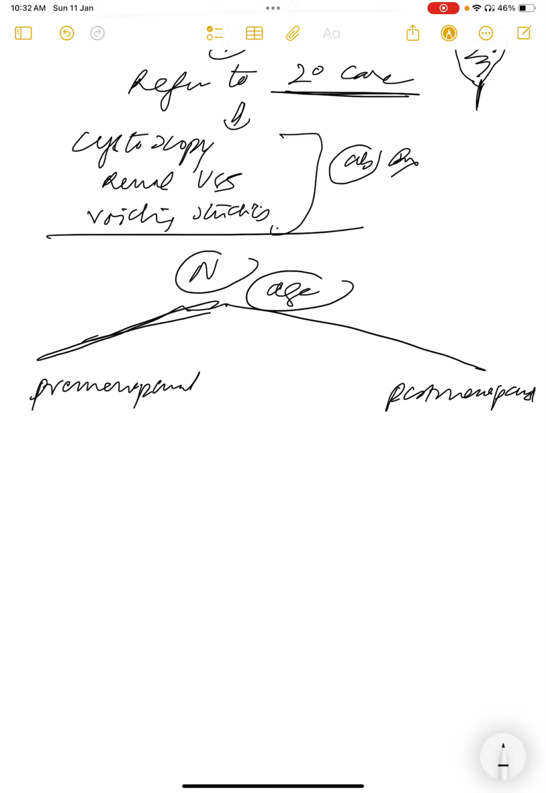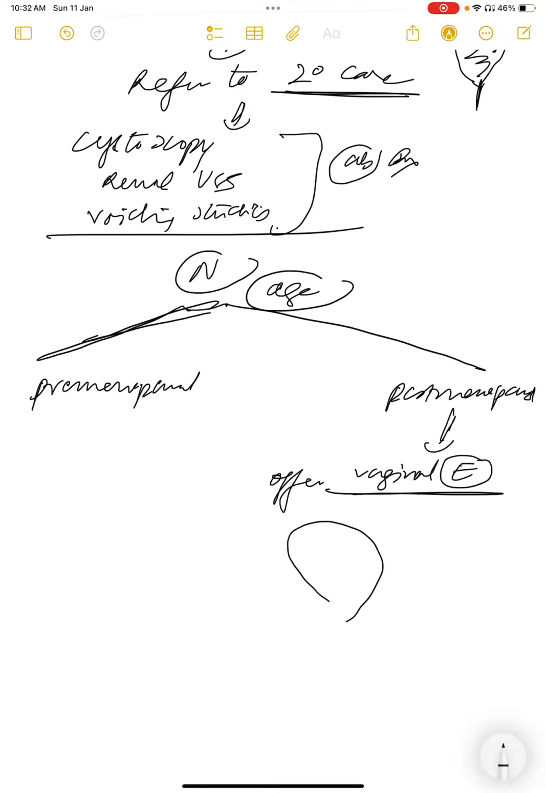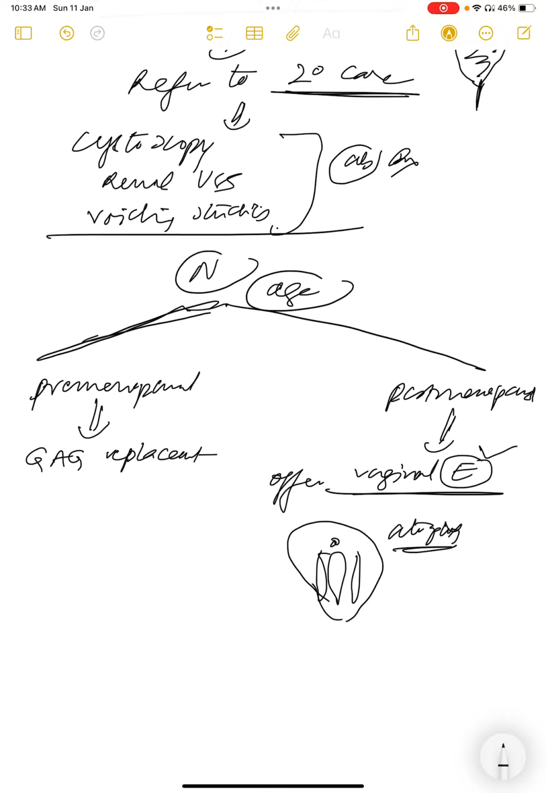If she's postmenopausal, then you'll offer vaginal estrogen, because of the vagina being dry and atrophic, there is UTI for her. So you'll give vaginal estrogen, and that will be good. If she's premenopausal, she's young, then you'll go for catheter replacement. And you'll follow up for 12 months. Here also, after vaginal estrogen, follow up for 12 months.